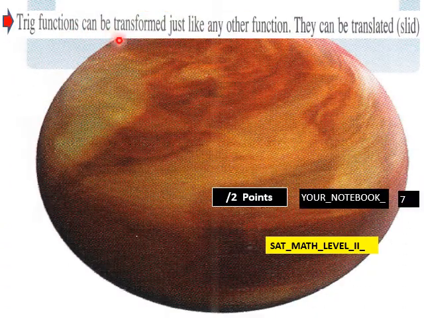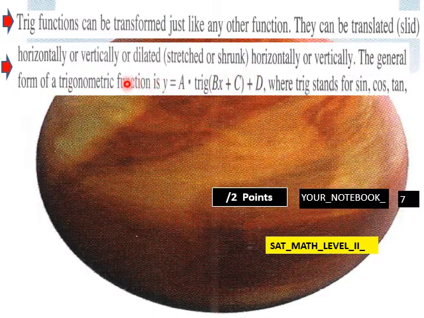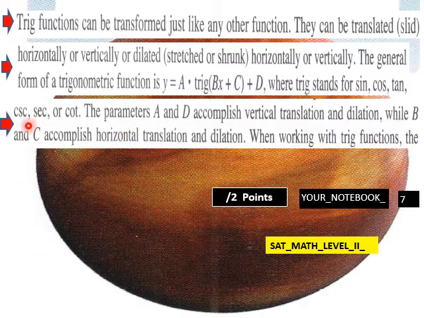Trig functions can be transformed just like any other function. They can be translated or slid horizontally or vertically, or dilated, stretched or shrunk horizontally or vertically. The general form of a trigonometric function is y equals a times trig, bx plus c, plus d, where trig stands for sine, cosine, tan, cosecant, secant, or cotan. The parameters a and d accomplish vertical translation and dilation, while b and c accomplish horizontal translation and dilation.